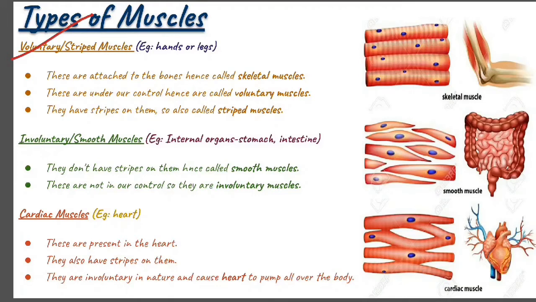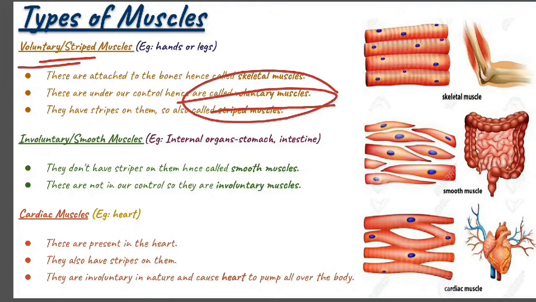Okay, first of all, what is voluntary? Fine, so let me tell you what is voluntary. Voluntary means that it works under our control. Okay, so voluntary muscles are such muscles. Voluntary means it works under our control, meaning whenever we want to do something, the muscles will work. Whenever we don't want to, then these muscles don't perform any function. So these voluntary muscles perform their functions on the basis of your requirement, on the basis of your desire.